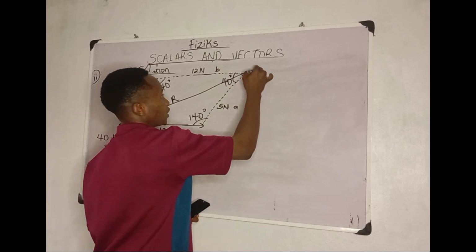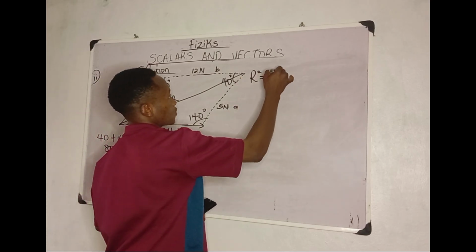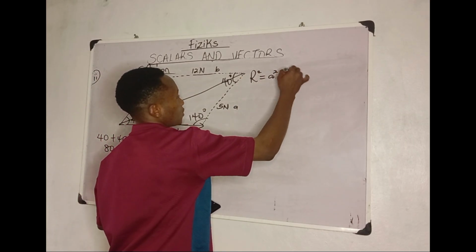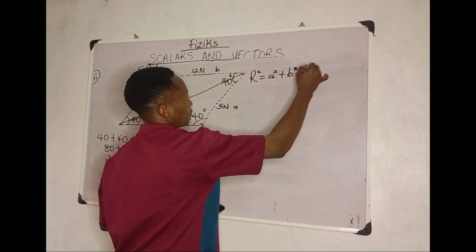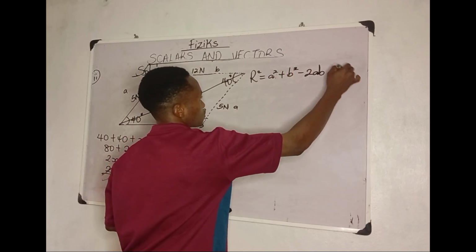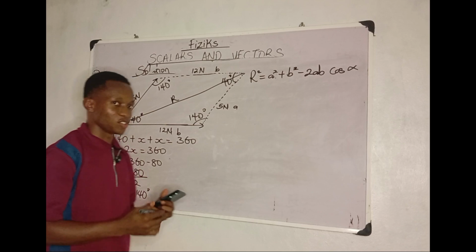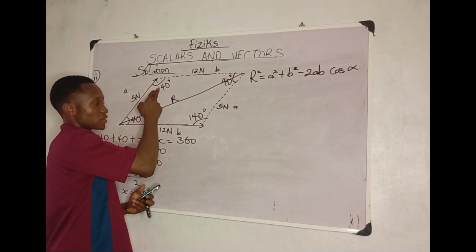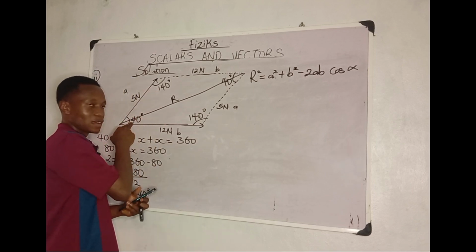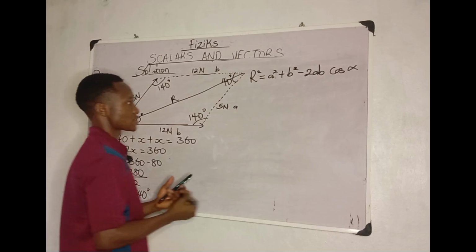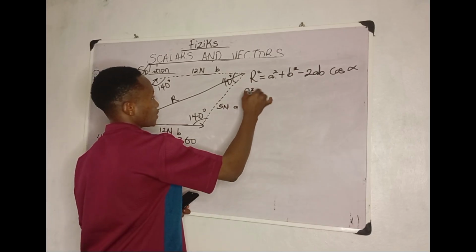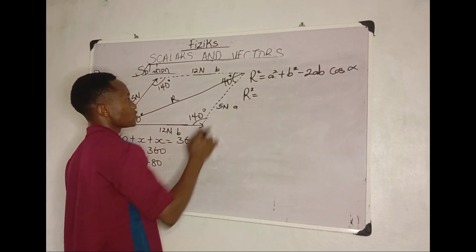Now remember your formula, r squared is equal to a squared plus b squared minus 2ab cos alpha. And mind you, where is alpha? Alpha is meant to be this, not this. This is theta and this is alpha. Don't forget.